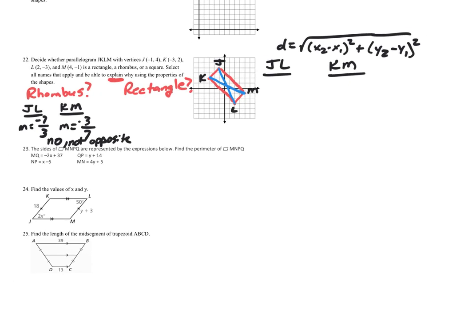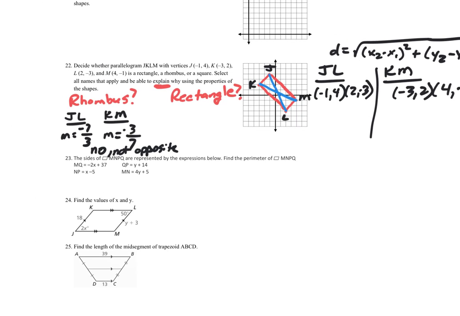Okay, J is at negative 1, 4. L is at 2, negative 3. For KM, K is at negative 3, 2. M is at 4, negative 1. We're going to find the distance of each one of these using the distance formula. Okay. Now, I'm going to shorten this down a little bit. You don't have to write out the whole thing. If you want to, you can.